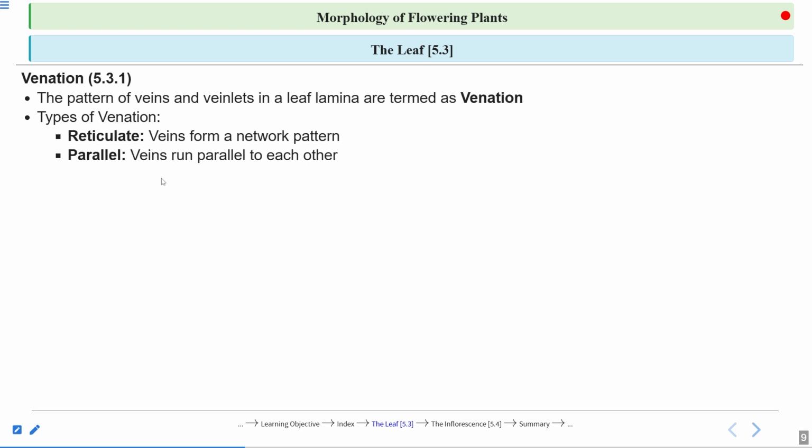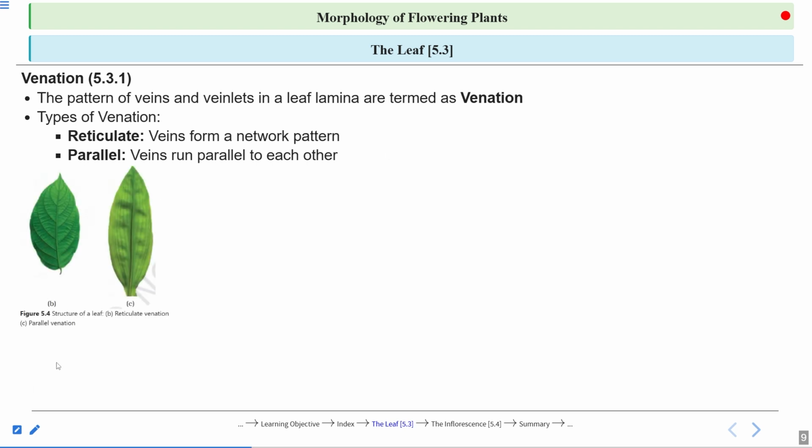Parallel venation is usually observed in monocots. Reticulate venation is observed in dicots. You can see in this image the structure of the leaf showing reticulate venation and parallel venation. In image B, you can see the veins are forming a network. This is known as reticulate venation. Parallel venation is seen in monocots, and here the veins are running parallel to each other.